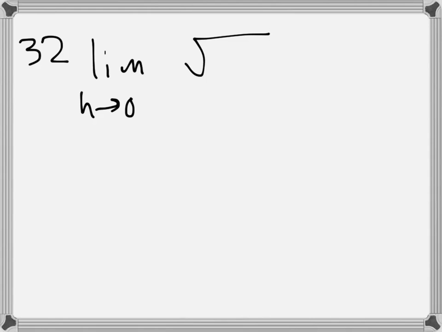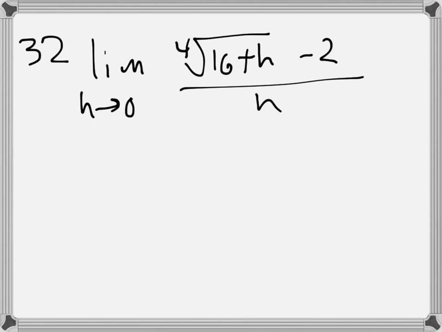32 here. The 32 is something else, and they're going to write a limit, and they're going to say this represents the derivative of some function at a number a, and they want you to know f and a. So here, you can tell by the limit notation that they're having h go to 0 that they're talking about the second definition, f of x plus h, or f of a plus h. So it's the fourth root of 16 plus h minus 2.